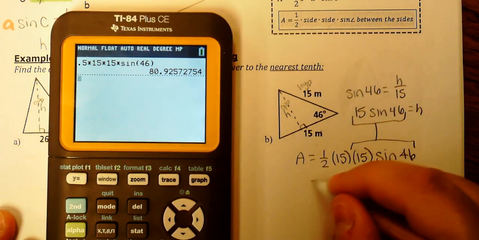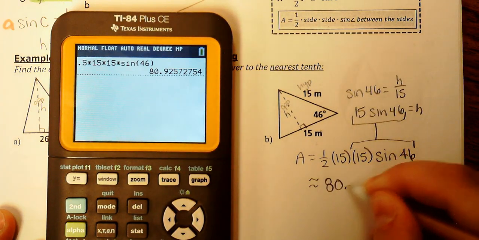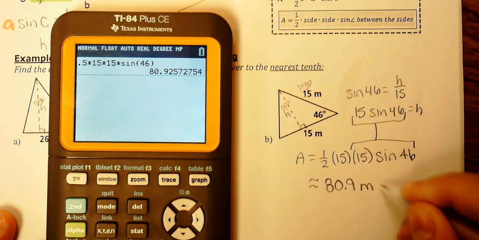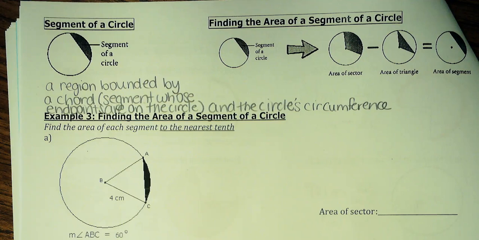And for this particular example, I'm going to say approximately equal to, since we're rounding, 80.9, and this would be meters squared. We're talking about area. Okay, now I paused my video to write down this definition, so you guys feel free to do that too.